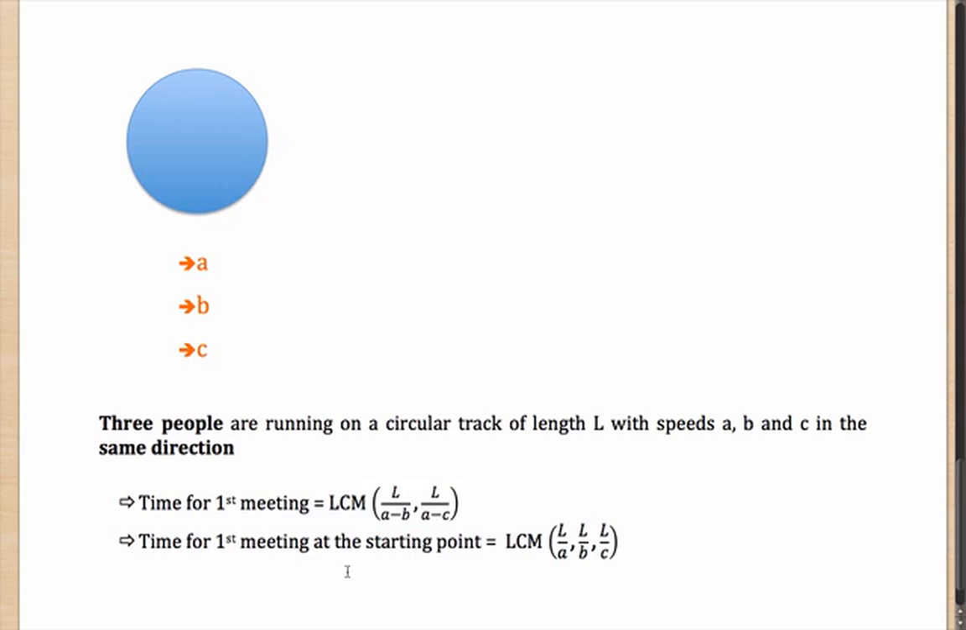Time for the first meeting at the starting point, it just follows what we have discussed till now. A comes back at the starting point at L by A, 2L by A, 3L by A and so on. B comes back at L by B, 2L by B, 3L by B and so on. C comes back at L by C, 2L by C and 3L by C and so on. Which essentially means it will be the LCM of the three values when all of them are at the starting point and they will meet with each other.